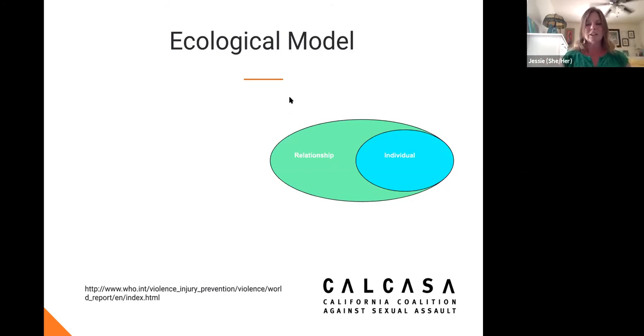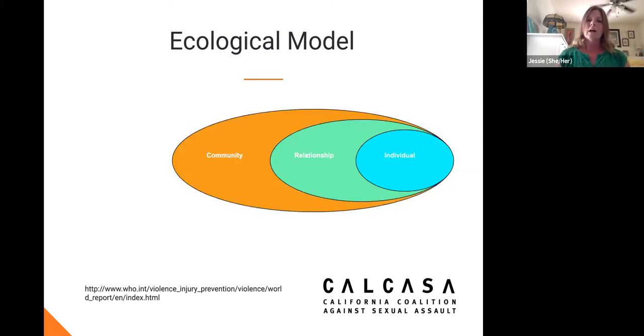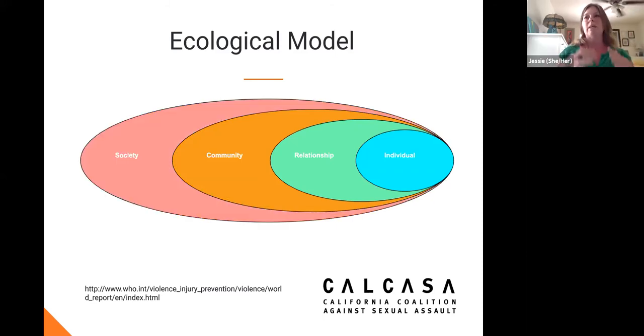And then our relationships are operating within our communities, which is our schools, our neighborhood, our city or town, and our organizations, our workplaces. And then of course, we're all within society. We have our policies, our laws, our state legislation, our funding, and our media, which all influences the other three levels, and vice versa, right?